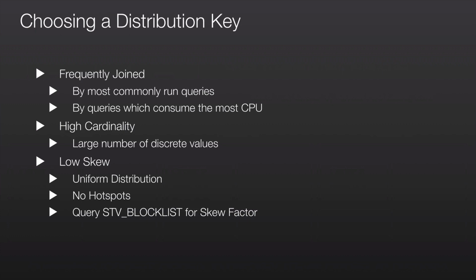How can you choose distribution keys? Well, you want to look for data that's frequently joined by the most commonly run queries, and you can also evaluate looking at queries that consume the most CPU and use that as a mechanism for identifying how you should distribute data. You want high cardinality, so keys that have got a large number of discrete values, because we're using hashing here and we want good hash distribution. And then you want to have low skew. You don't want to have hotspots, and you can use query STV block list to identify skew factor in a data set.